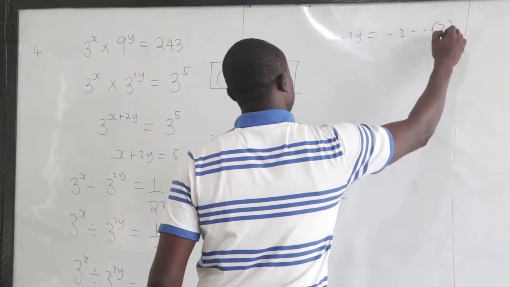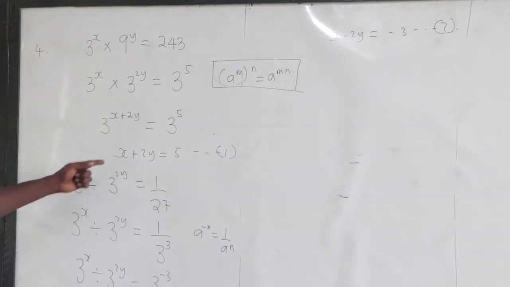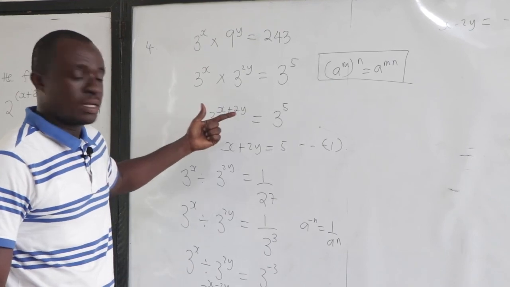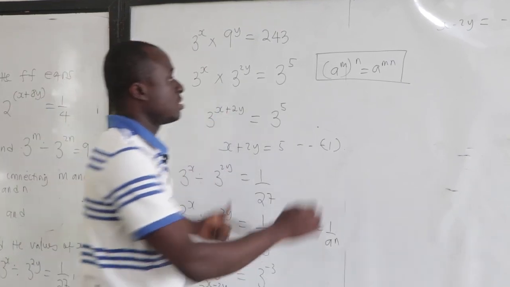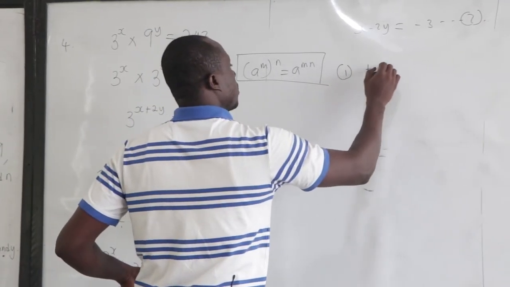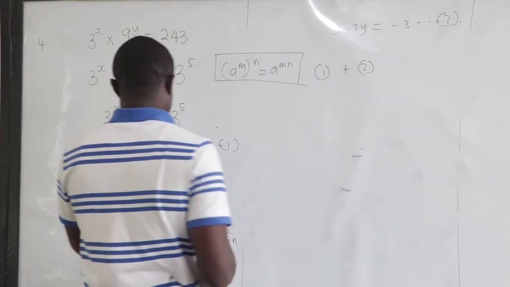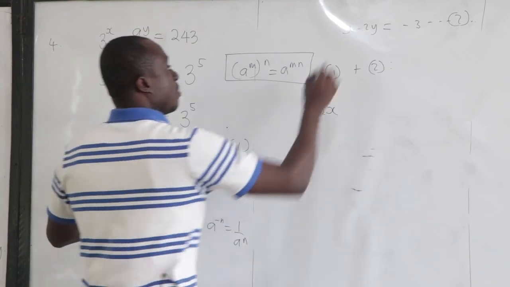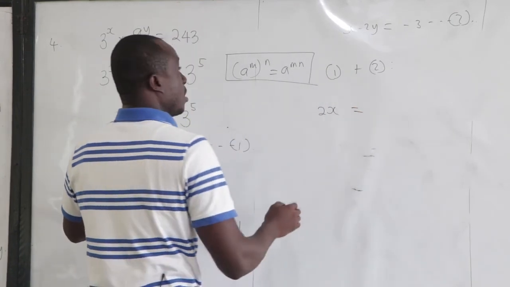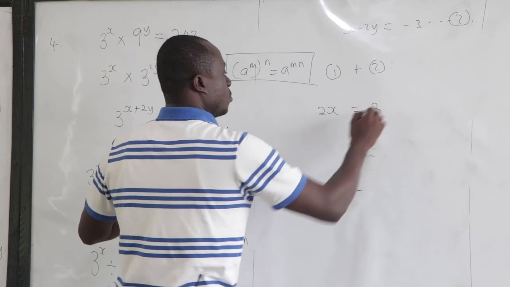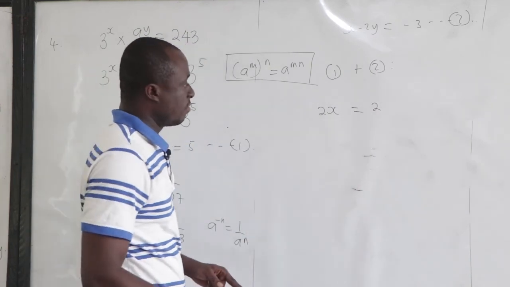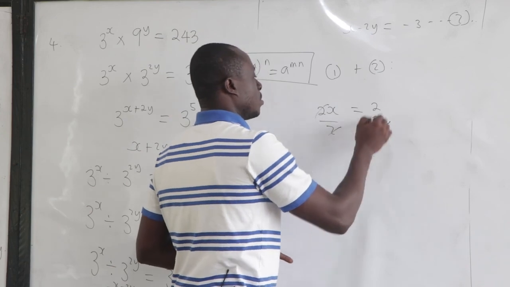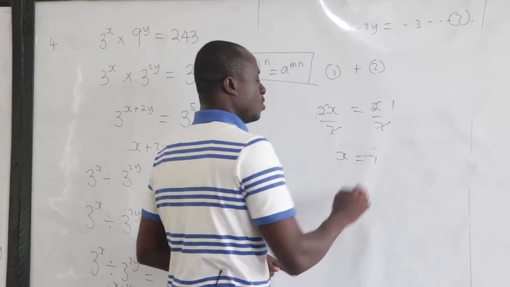Let's call this equation 2. Let's see, where's equation 1? This is equation 1, and then this is equation 2. Looking at it, we can add the two equations. So we can say equation 1 plus equation 2. Now x plus x, this is 2x. 2y minus 2y, that is 0. And then 5 minus 3, that is 2. Clearly, we can find x. We can divide through by 2. So we have x equal to 1.